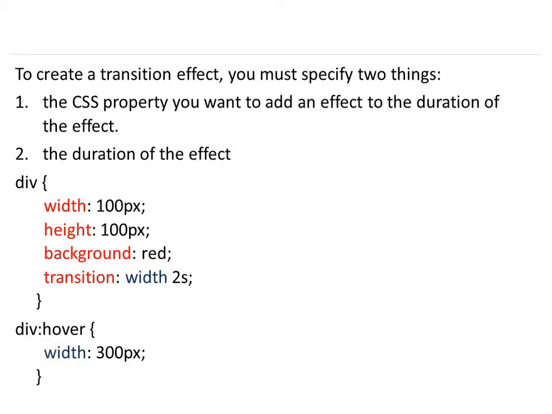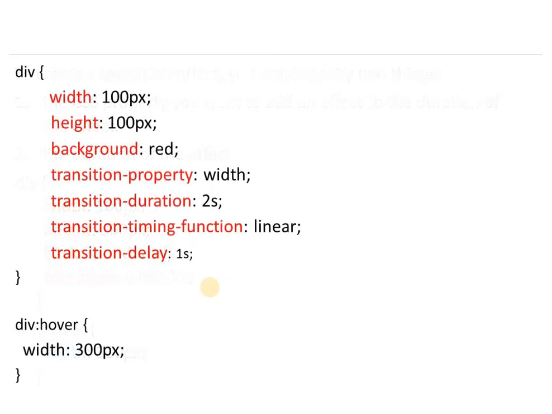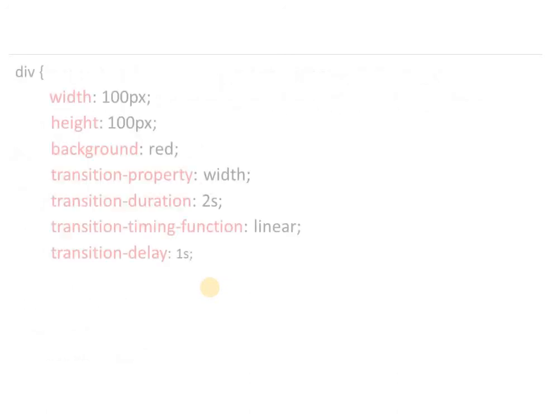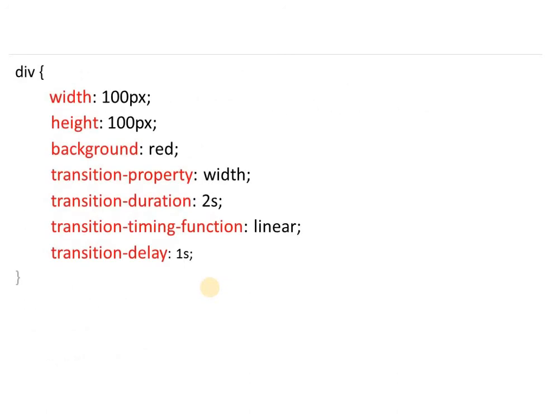So then width is 2 seconds. Okay, so this is a simple example of CSS transition. Now you can see that this is our div tag like that, and I have just mentioned other properties, but one at a time. We have not used the shorthand transition property.